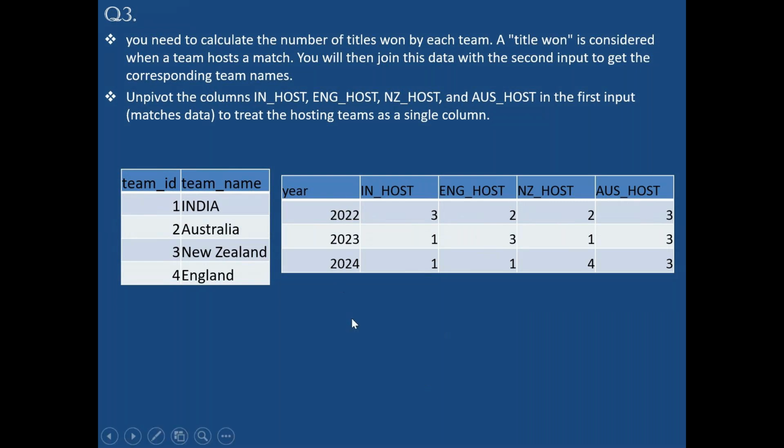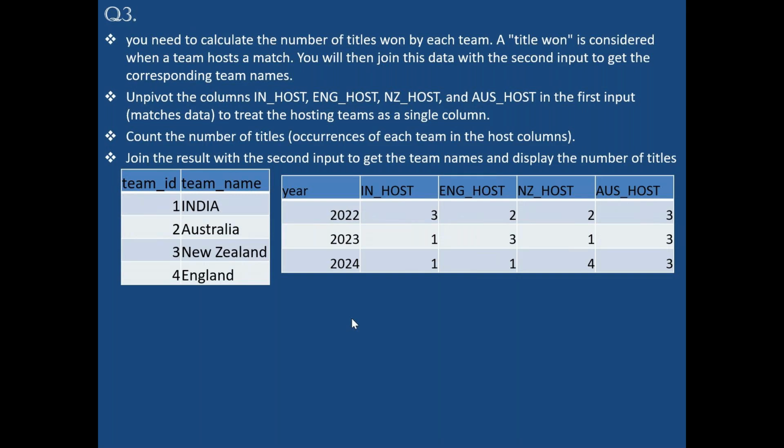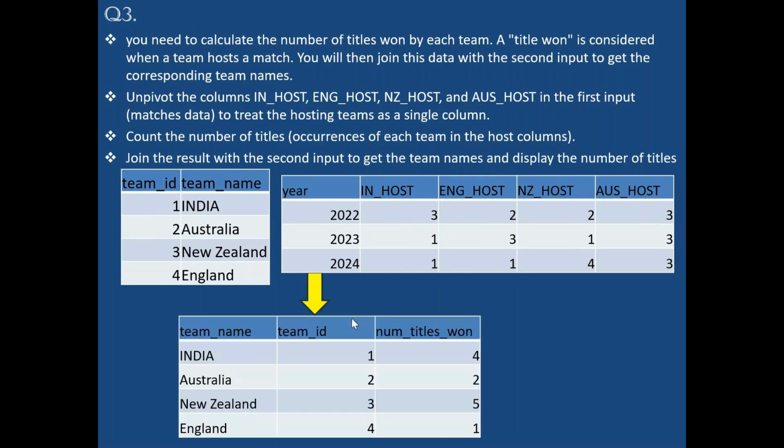Then you need to just join it. Count the number of titles and join the result with the second input. It looks very difficult to derive this, but it is very easy to get the team ID, team name and number of titles won. So this is the output we want. When you look at it here, you may feel it is a little difficult. The only thing you need to do is the unpivoting of this. Once you do the unpivoting, I think this problem is very easy.